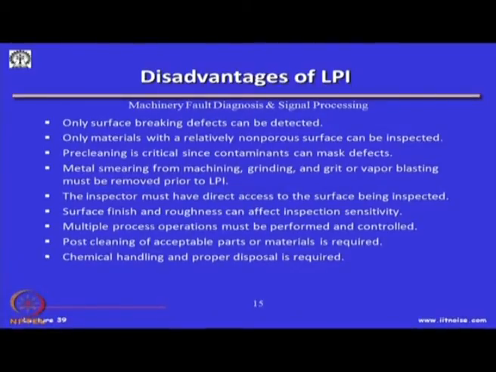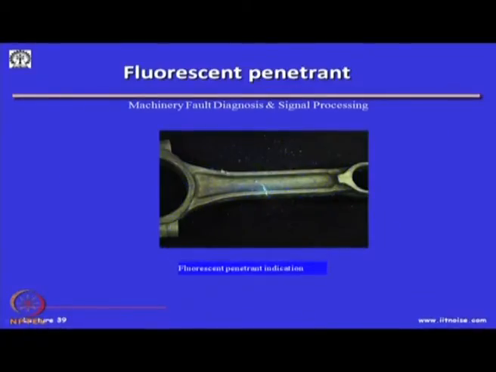The inspector must have direct access to the surface being inspected. Surface finish and roughness can affect inspection sensitivity. Multiple process operations must be performed and controlled. Post cleaning of acceptable parts or materials is required. Chemical handling and proper disposal is required. Okay, and this is one image of a fluorescent penetrant on a connecting rod.